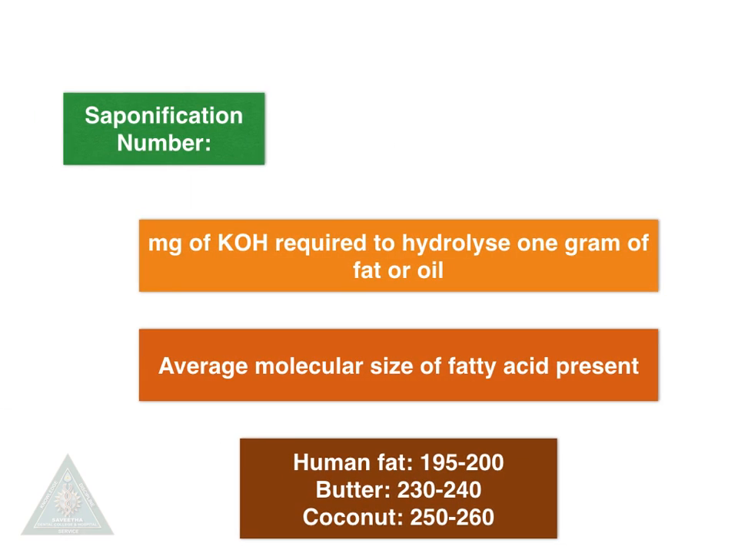The next one is saponification number. This is defined as milligrams of potassium hydroxide required to hydrolyze 1 gram of fat or oil, and this is used to measure the average molecular size of fatty acids present. As examples, the saponification number in human fat is around 195 to 200, in butter 230 to 240, and in coconut oil 250 to 260.